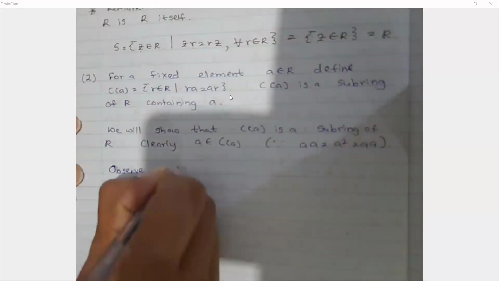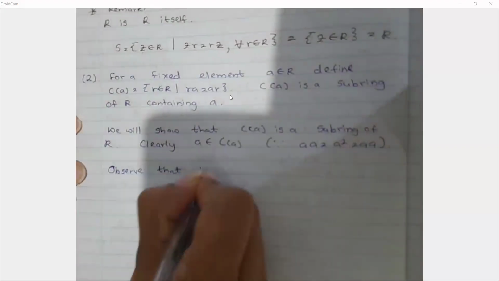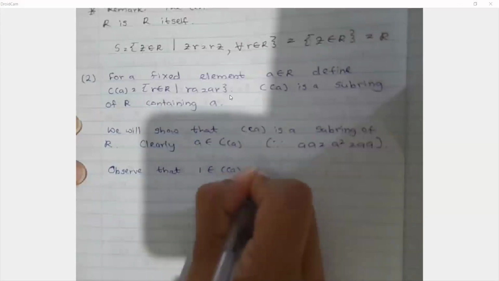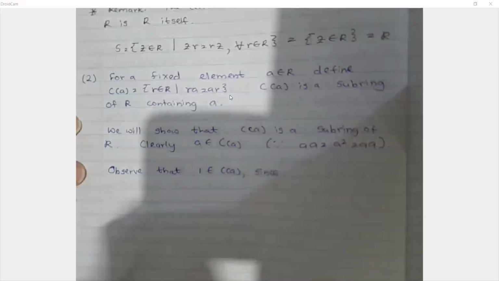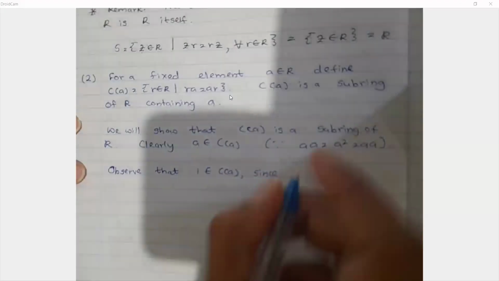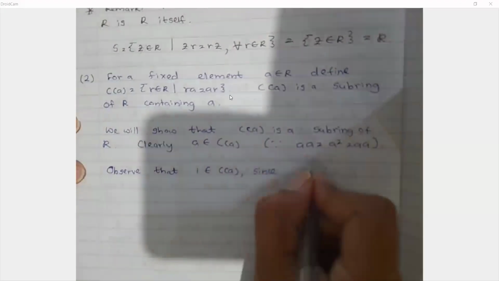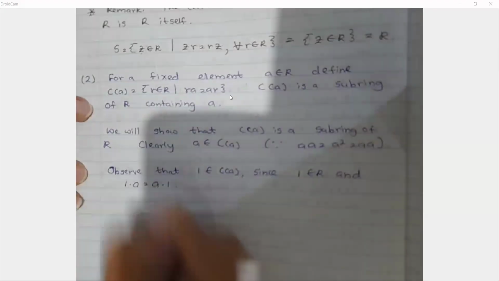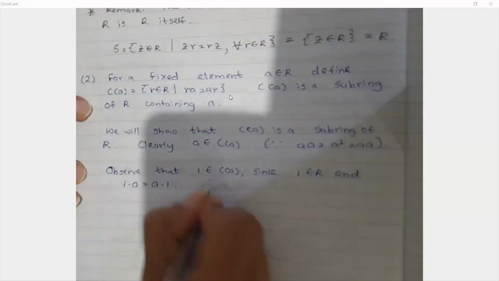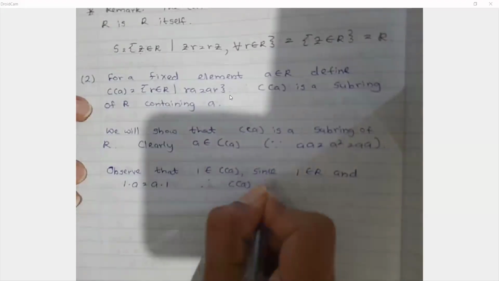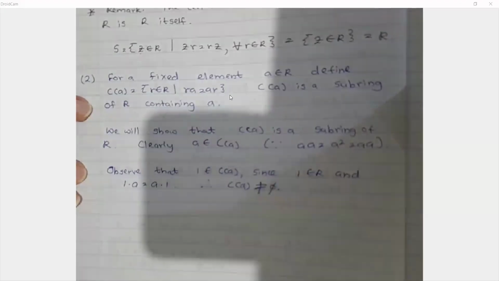Observe that one is in C of A since one commutes with A. In other words, one is an element in R and 1 times A is equal to A times 1. Right? Therefore, C of A is not empty.